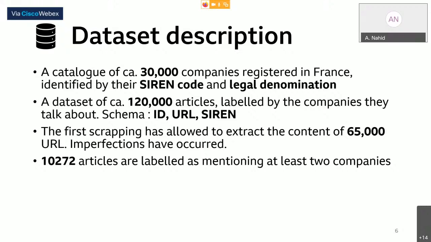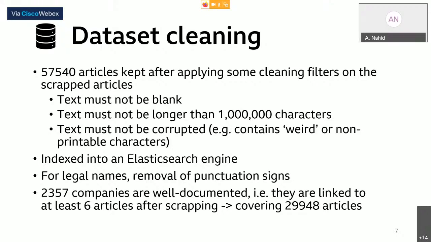To process all that, we did a scraping that allowed us to extract the content of 65,000 links. For sure, imperfections occurred, which has somehow biased our data. We also found that 10,000 articles are labeled as mentioning at least 2 companies, if not more. So we did some cleaning of our data set, and we were able to keep around 58,000 articles.